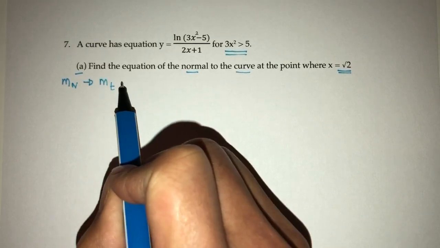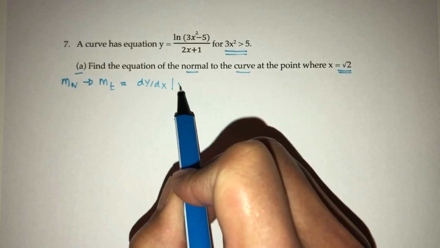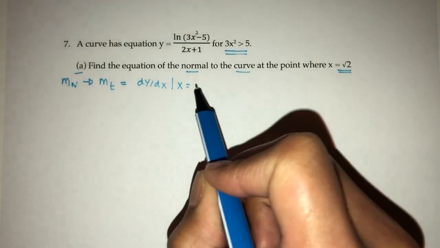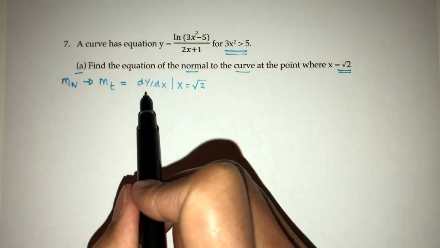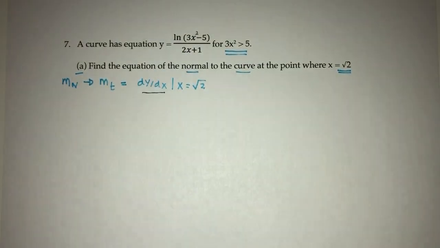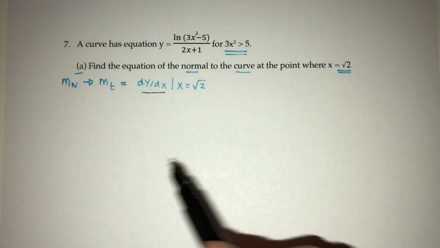And everyone knows this is basically equal to dy by dx at the value of x given to you as root 2. So let's see how we can find this one first. So here we have this y. We have to find dy by dx. So you can see this one is a fraction. We have to use the quotient rule.